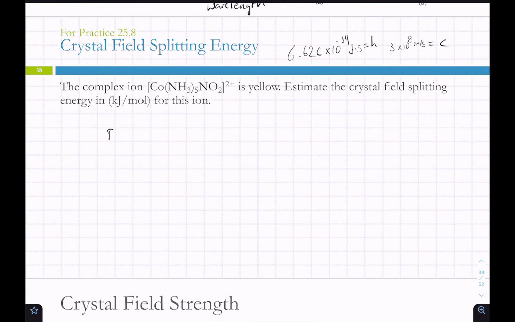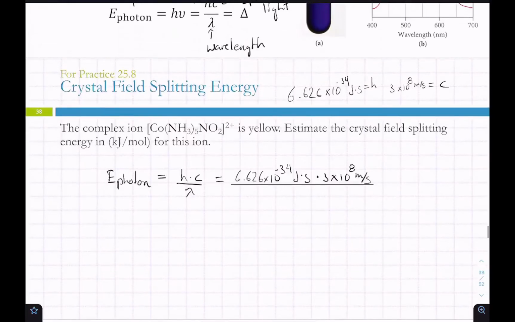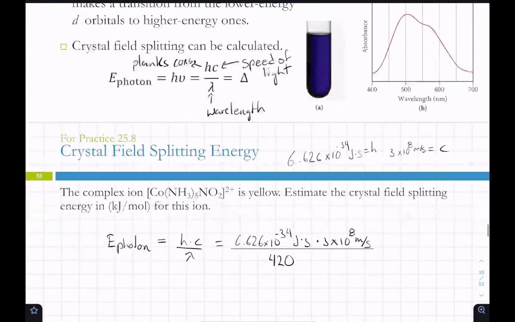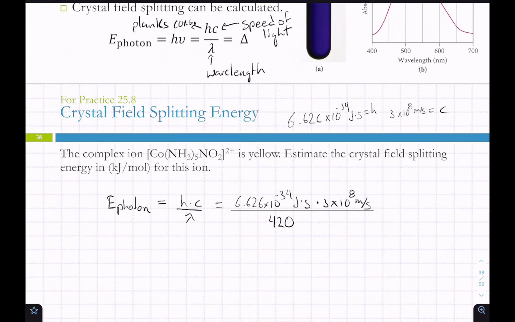So then we just take this equation. The energy of a photon equals Planck's constant times the speed of light divided by the wavelength. Planck's constant is 6.626 times 10 to the negative 34 joule seconds, times 3 times 10 to the 8 meters per second, and then divide that by our wavelength. You can see that this peak is pretty broad, so we're picking in that area to get a general idea. So this is going to be 420 nanometers. We have to convert it to meters by tacking on 420 times 10 to the negative 9 meters.